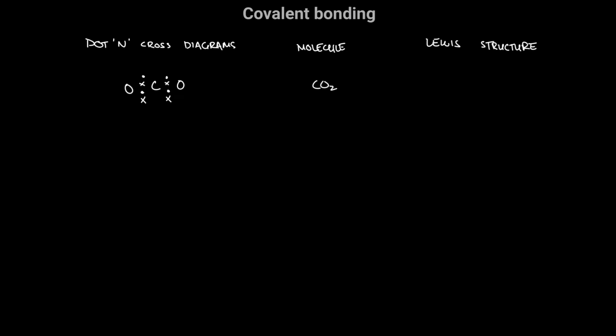Now I'm going to include a key, and we should make a habit of including a key here. Let's say the dot represents electrons from oxygen and the cross represents electrons from carbon. Now we know that carbon had 4 valence electrons, and they're all bonded here in these two double bonds, and oxygen has 6 valence electrons.